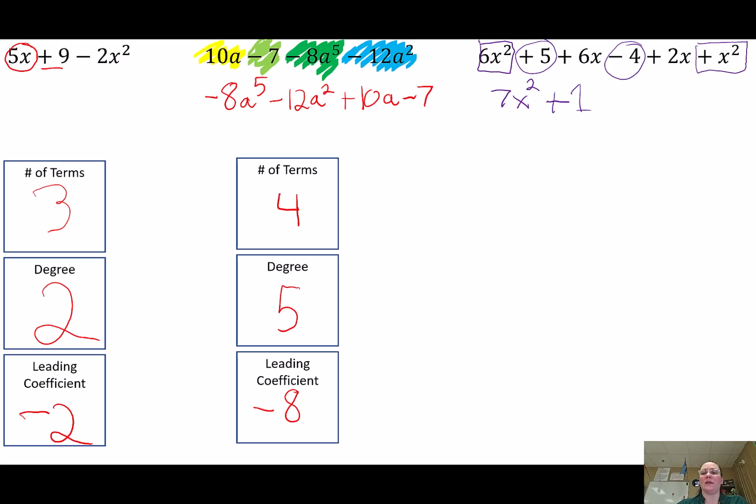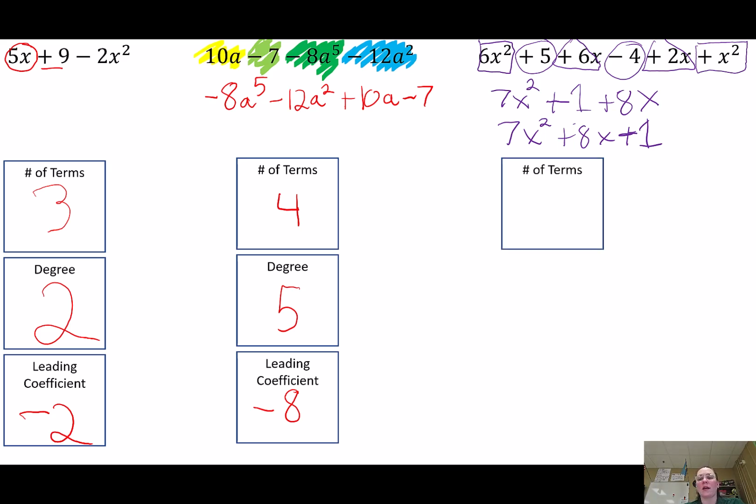And then finally, I have 6x plus 2x, which gives me 8x. Now, this is not in standard form yet. I need to do a little rearranging. My largest exponent would be x squared, so I do have 7x squared in its right spot. 8x would come next, plus 1, with my constant at the end. If we have a number without a variable, it's always going to be the last thing we write.